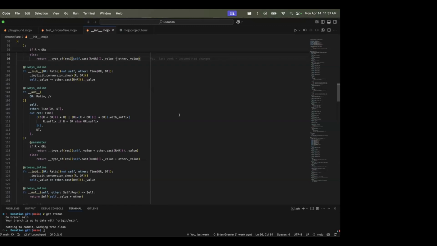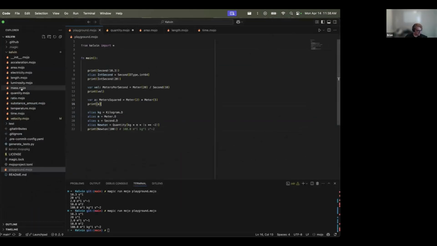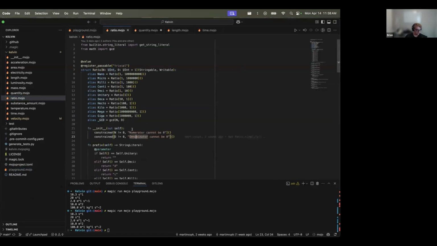But that is ratio on the type level, right? So you essentially need to model rationals. Yeah, I think you should show the ratio. It's very cool. I'm also very excited about it. Yeah, that's true. Maybe I'll just quickly show it.